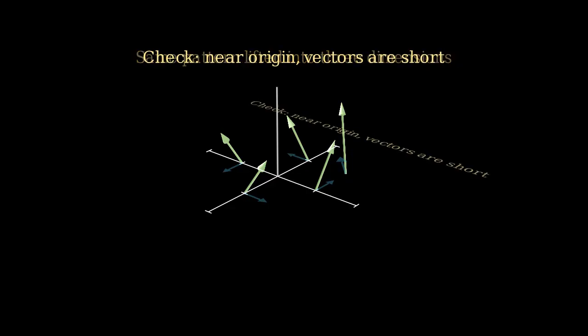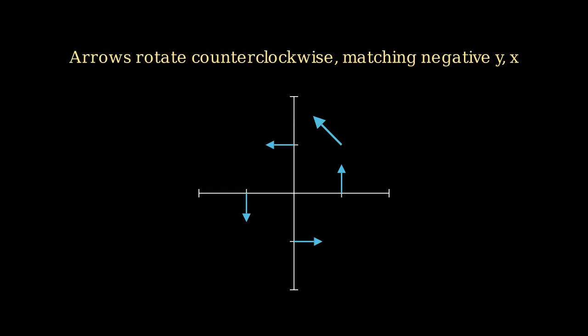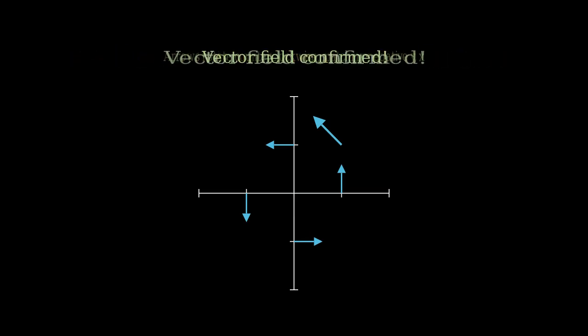Now for the check step, we confirm the pattern of arrows matches the formula. Near the origin the vectors are short since the distance from the origin is small. Further from the origin, at the point 1, 1, the vector is longer since the distance is larger. The arrows also rotate counterclockwise, matching the negative y, x formula, so the picture matches the algebra and the vector field is confirmed.